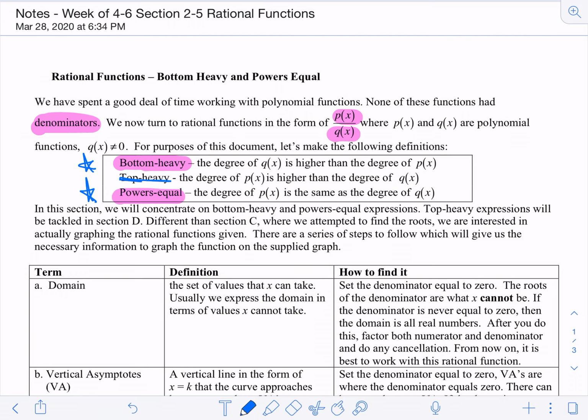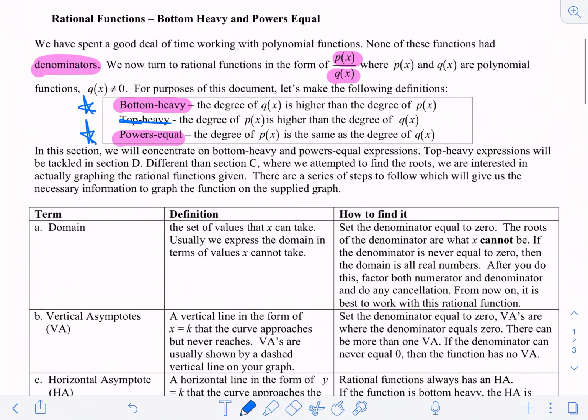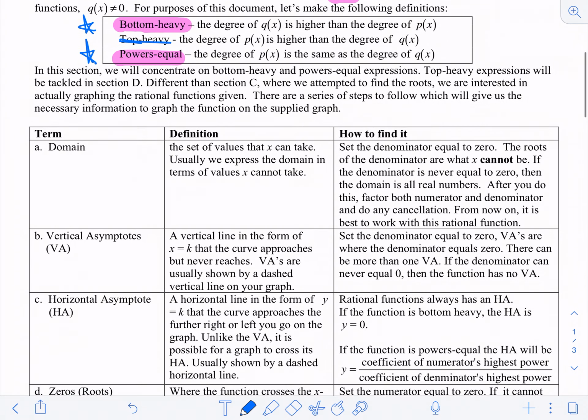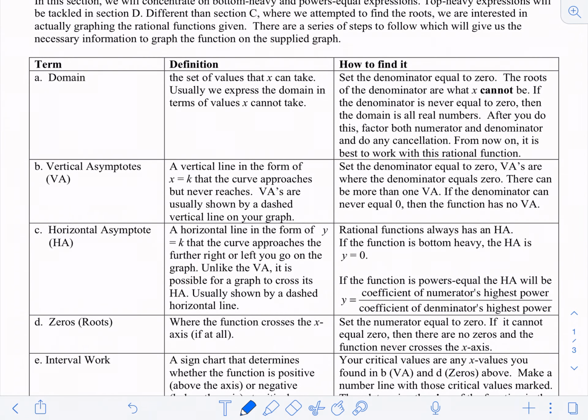So before we look at some examples, I want to go over briefly some different terms and characteristics of these functions that we're going to be going over as we graph them, because we're going to be looking at graphing these rational functions today. So we're going to be talking about the domain. What's the domain? The domain is all the possible values of x, and the best way to find a domain is to always find out what x cannot be, right? And then the domain is going to be everything else.